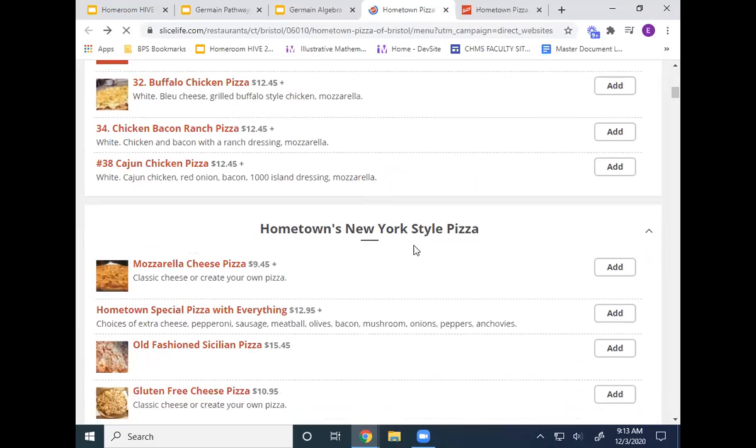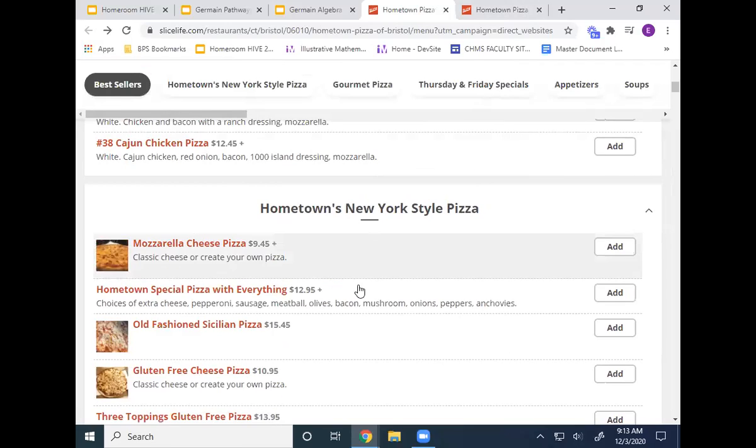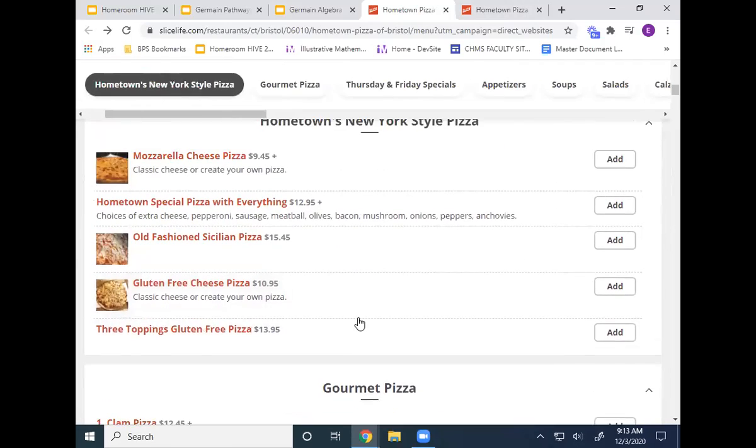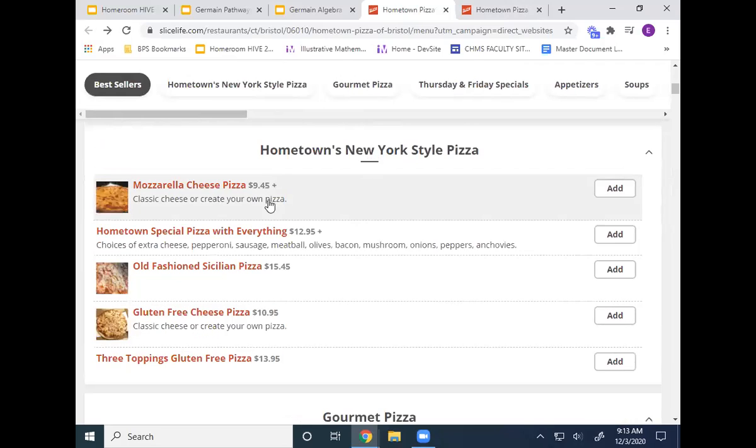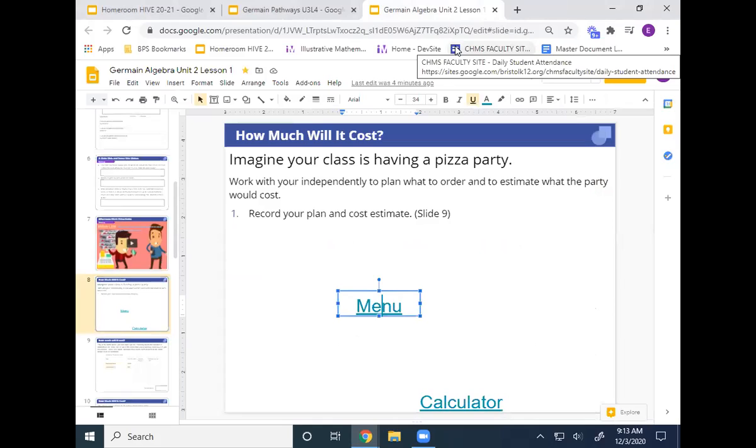When you look at your pizzas here, a mozzarella cheese pizza would obviously be your cheese pizza. Then you look through these different ideas. I would say this hometown special pizza with everything, you could buy this and have them take off whatever you don't want. So you could say hometown special pizza, and that could be your pepperoni, and then have them put the pepperoni on. You might have to be a little bit creative, but, you know, creativity.